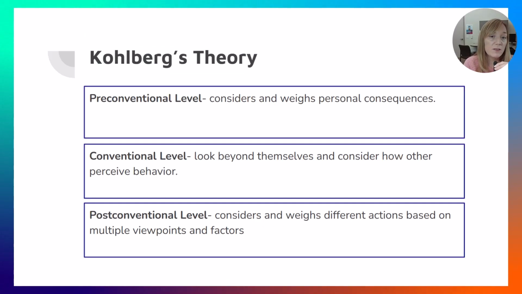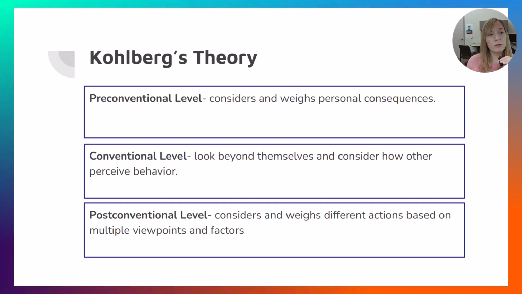I want you to take a closer look at the different stages for Kohlberg's theory. You would start in the pre-conventional level, and this is really where you're thinking about your own personal consequences, which relates to Piaget and Freud as well, right? You're thinking about, how does this impact me? And from there, you would go to the conventional level where you're starting to think about others in the context. So I know how it affects me. How is it going to affect everybody around me? How are they going to perceive the behavior?